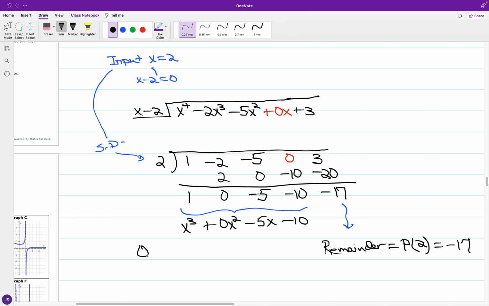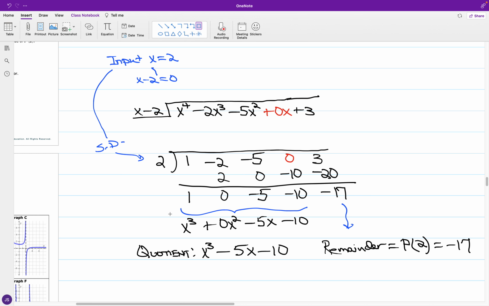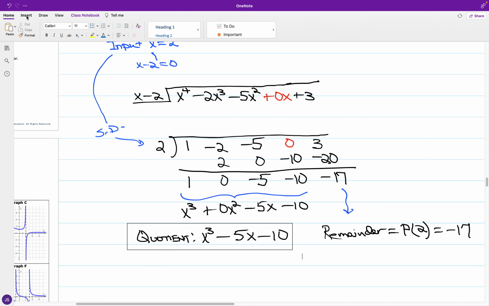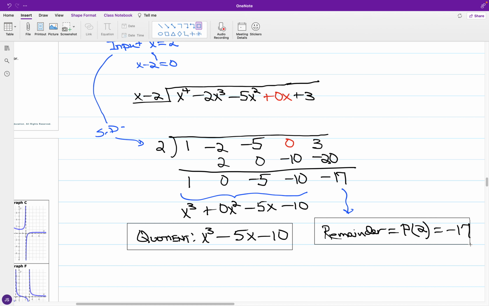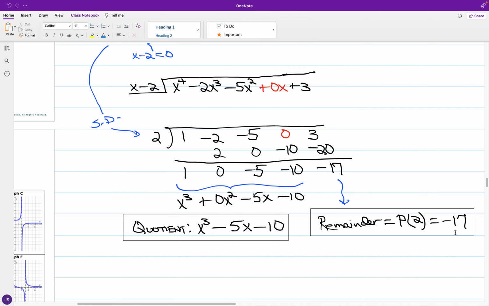And so for the quotient, we don't have an x squared term, so this will be without zeros displayed. We'll have x cubed minus 5x minus 10. So again, the quotient is x cubed minus 5x minus 10. And for the remainder, p of 2 is equal to negative 17.